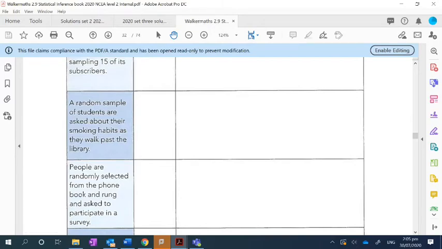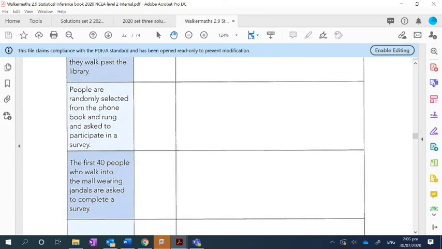People are randomly selected from the phone book and rung up to participate in the survey. Anybody see anything wrong with this sampling? Lots of people in the phone book have landlines. You bet. How many of you still have a landline at home? That's about 4 of you? That's not very many, right? So the phone book's not going to be a great place to get the participants.